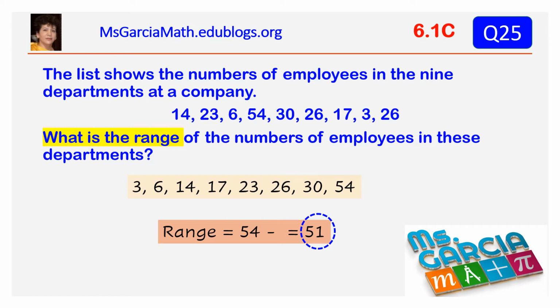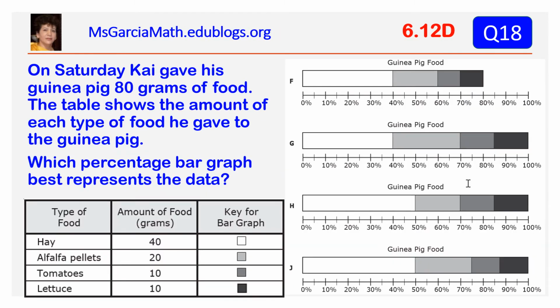On Saturday, Kai gave his guinea pig 80 grams of food. The table shows the amount of each type of food he gave to the guinea pig. Which percentage bar graph best represents the data?